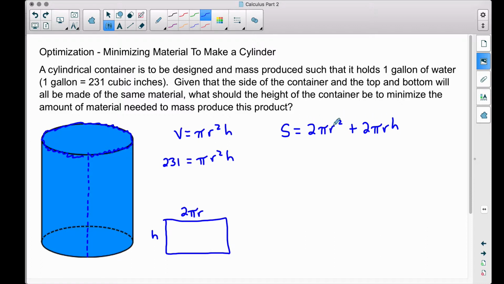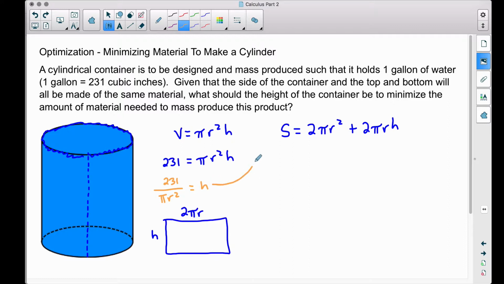However, we do have surface area in terms of two different variables, r and h. Let's just get this h right here. Let's replace that with something in terms of r. We can do that by going back to our volume formula. If we take 231 and we divide by pi r squared, really what I'm doing is dividing by this pi r squared over here, and that's going to give you h by itself.